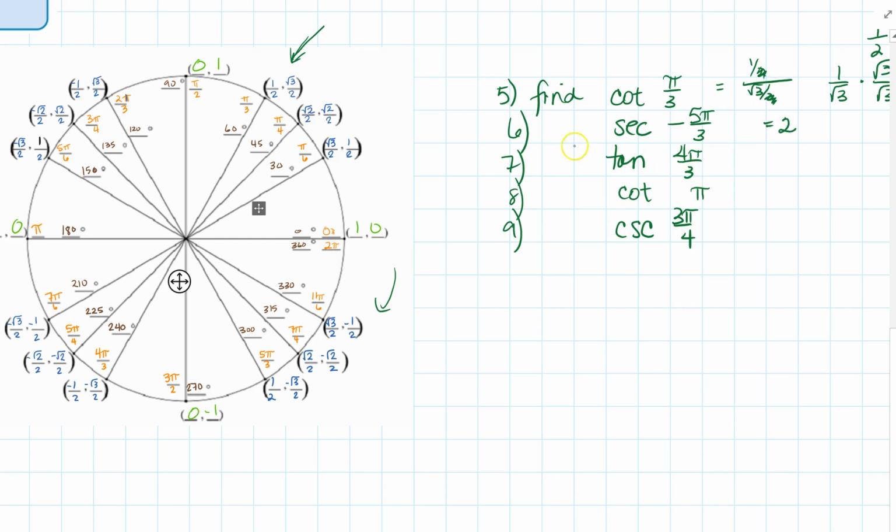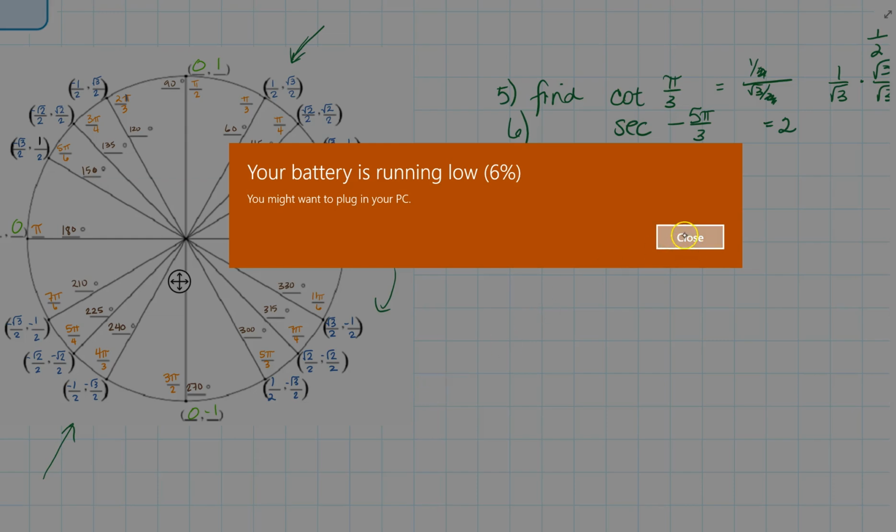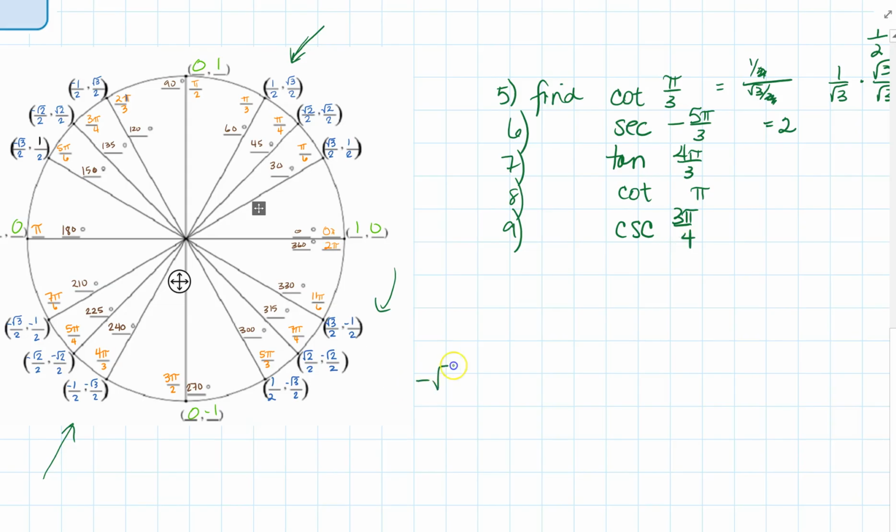For the tangent of 4 pi over 3, 4 pi over 3 is right here, and the tangent means you're going to take the sine over the cosine. The sine is negative root 3 over 2 divided by negative 1/2. Well, I already know this. A negative divided by negative is going to be positive, which makes sense because it's my slope and it's positive right there. I can go ahead and get rid of that, and it's going to be the square root of 3.